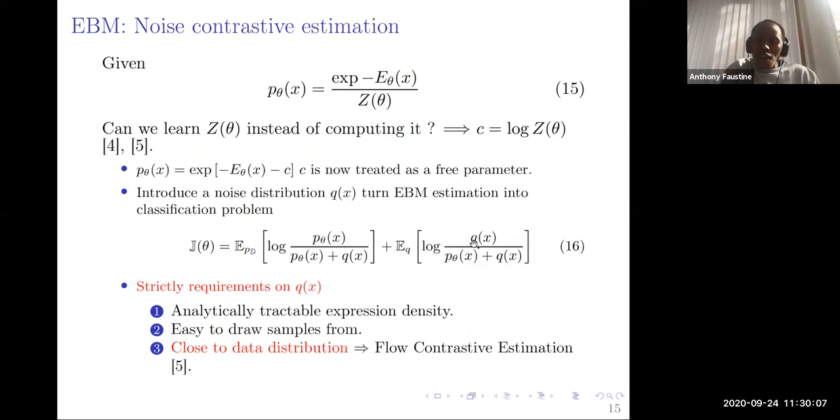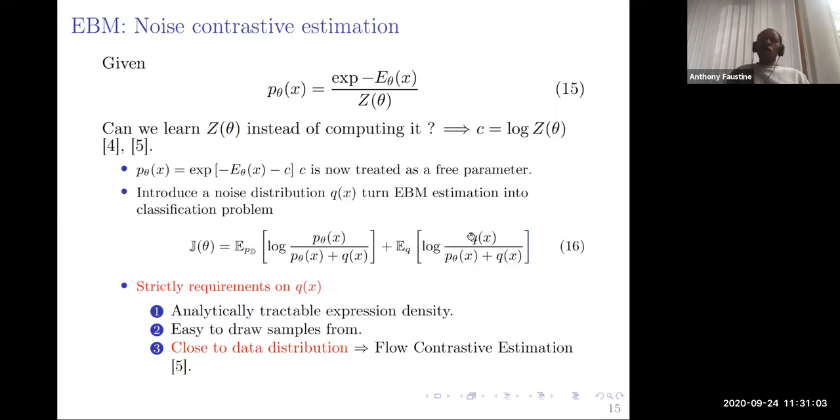However, this poses a requirement for how you define the noise distribution. In order to use this, the noise distribution has to satisfy three main criteria. One, it should be tractable, it should be easy to compute the noise distribution. Two, it should be very easy to draw samples from the distribution. Number three, the noise distribution should be very close to the data distribution. It's easy to find a distribution which satisfies one and two, but it's really challenging finding a noise distribution which is very close to the data distribution. And to address this, solutions have been proposed. For example, in this paper, they proposed flow contrastive estimation, which makes use of a flow model to represent this noise distribution.